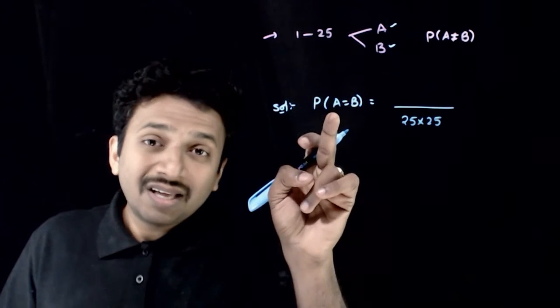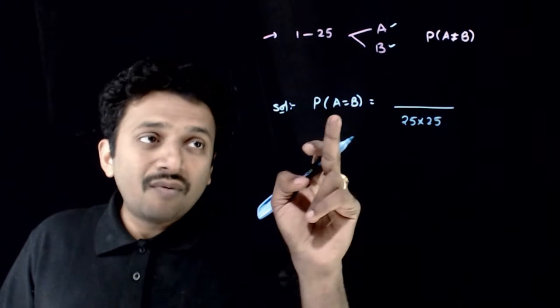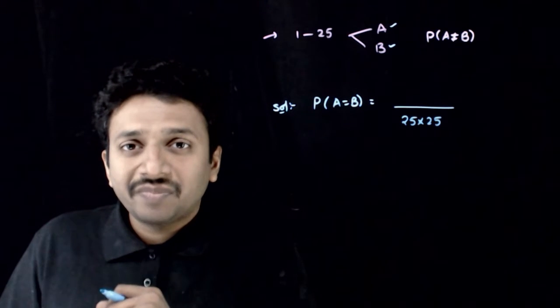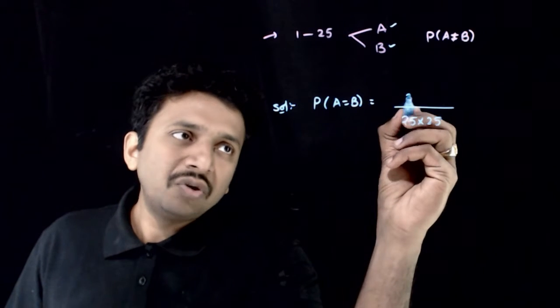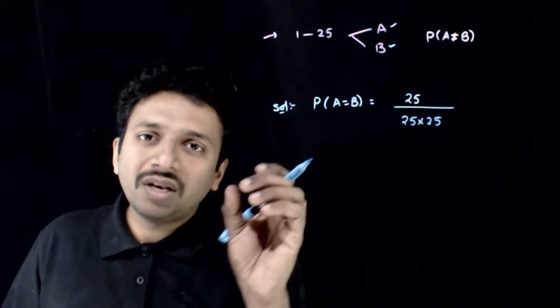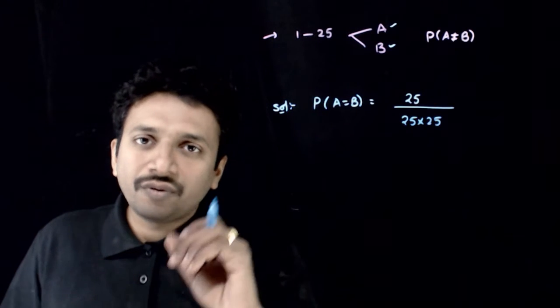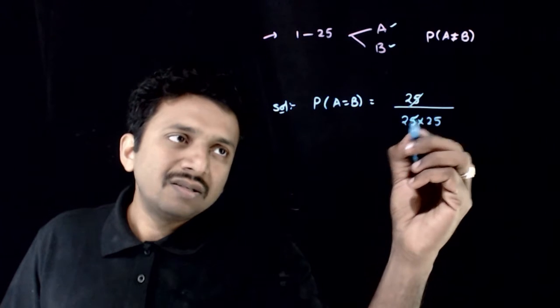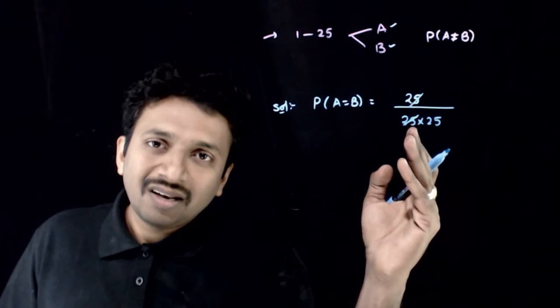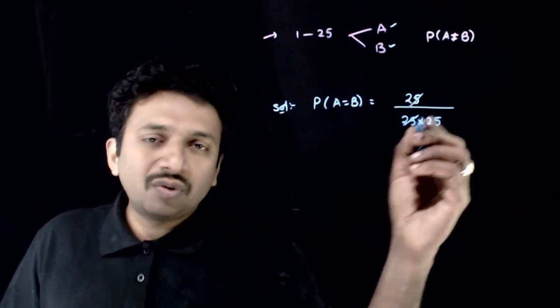And what is the favorable outcome that I want? I want both the numbers to be the same. So in how many ways can both the numbers be the same? They can be the same in 25 ways, right? 1,1, 2,2, 3,3, 4,4, and so on up to 25,25. In 25 ways they can be the same. So the probability that A is equal to B is 25 by 625.